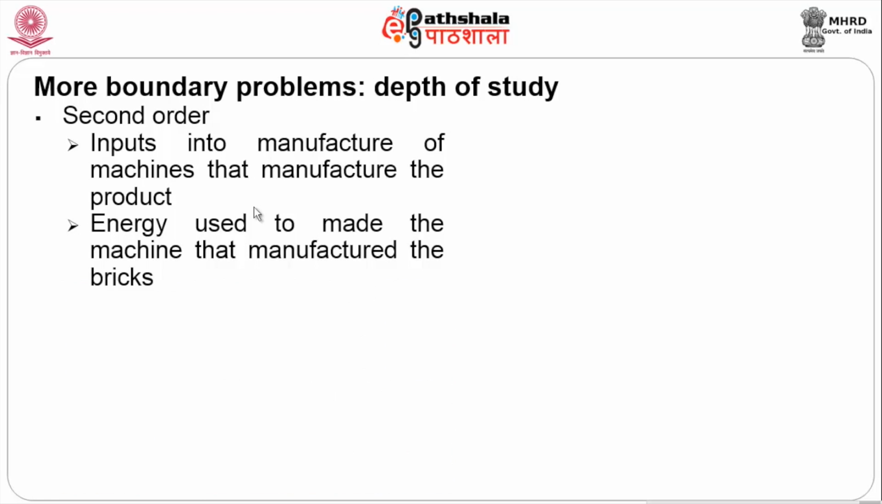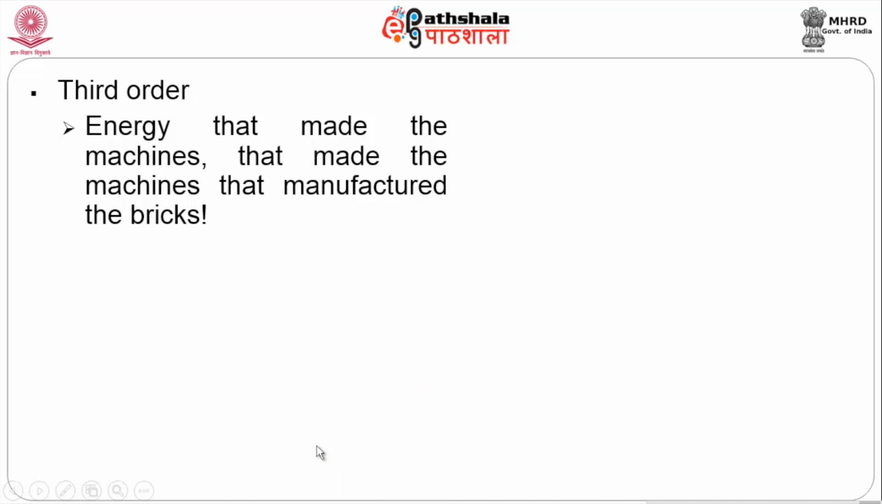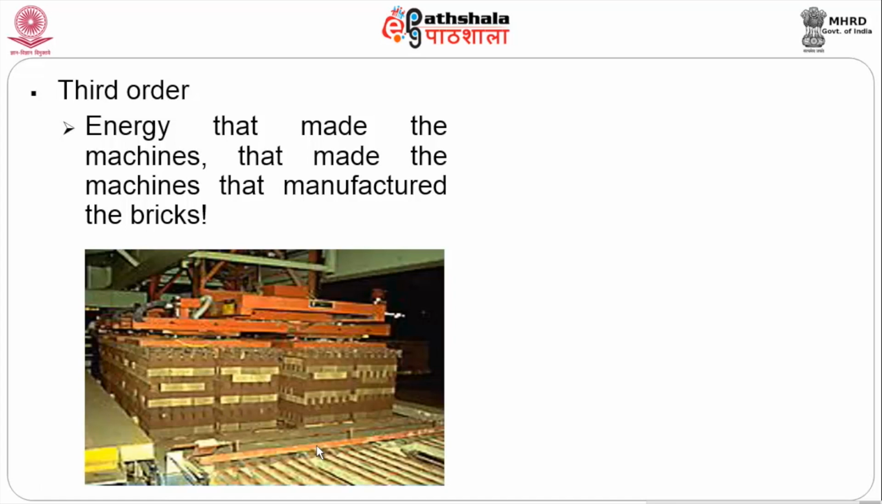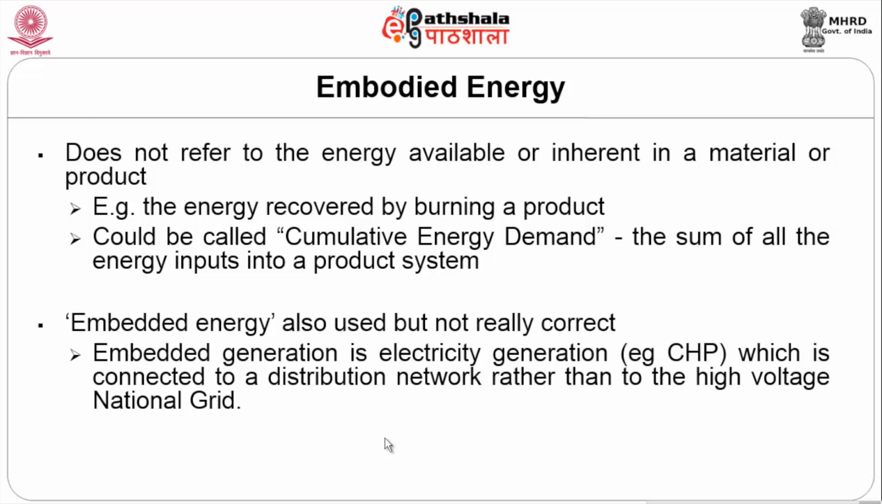Second, the inputs of the manufacturing machines in the product, and in manufacturing the bricks. Energy used by the companies during the production of the bricks. Thirdly, for the machines, that is the operational energy used in the manufacturing of the bricks, which does not refer to the energy available, but to the energy recovered by burning a product, could be called the cumulative energy demand, or else the sum of the energy which is inputted into the product systems. This is nothing but embodied energy.